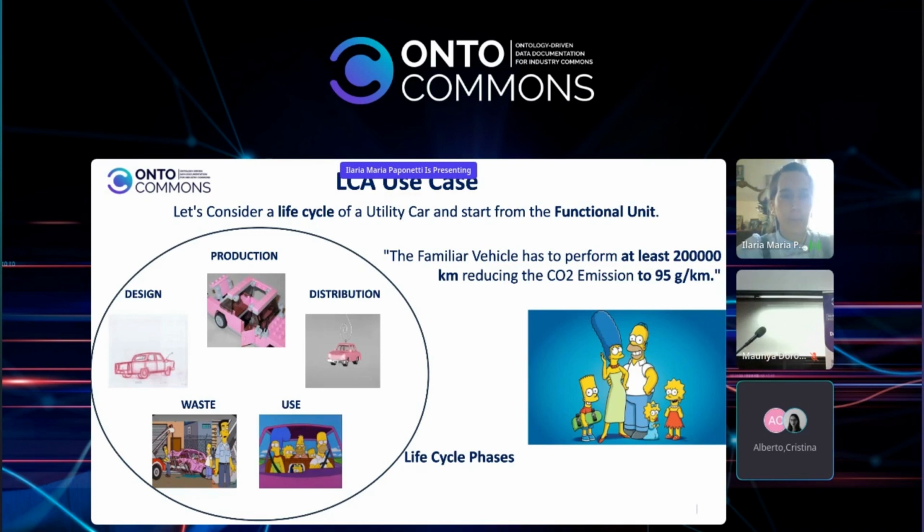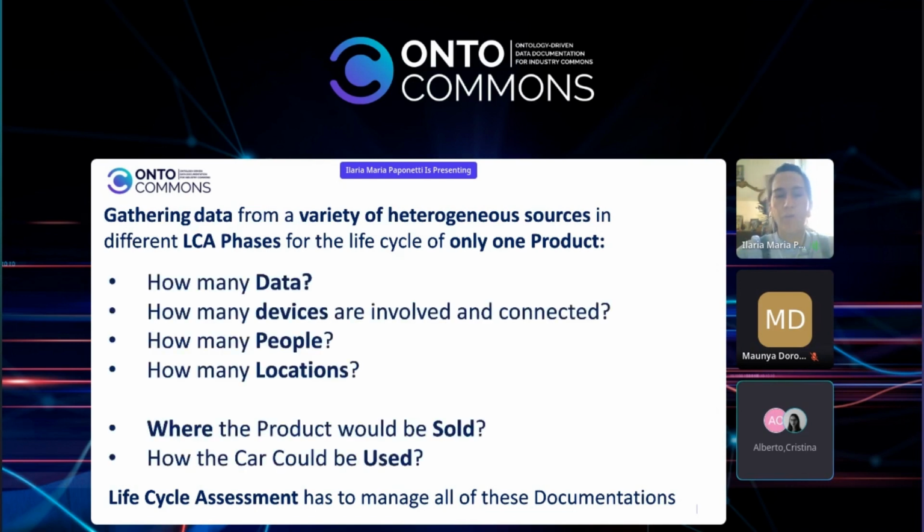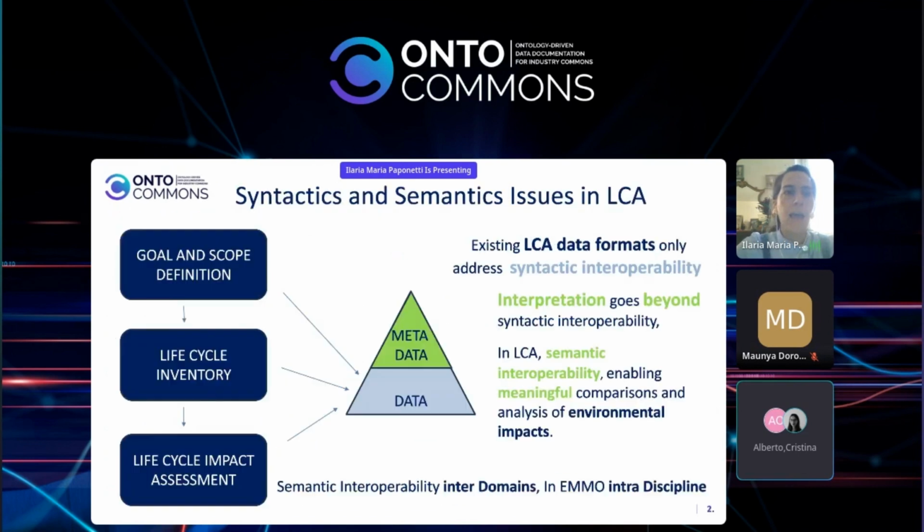So we have the lifecycle phases composed of 5 main phases that correspond to different domains. So we imagine that we have to gather data from a variety of heterogeneous sources in different lifecycle assessment phases for the lifecycle of only one product. So many fair questions arise: how much data, how many devices, people, and locations are involved and connected, where the product would be sold and how the car could be used. Lifecycle assessment has to manage all of this documentation, and as if it were not enough, lifecycle assessment is also composed of different phases, from goal and scope definition and ending with interpretation.